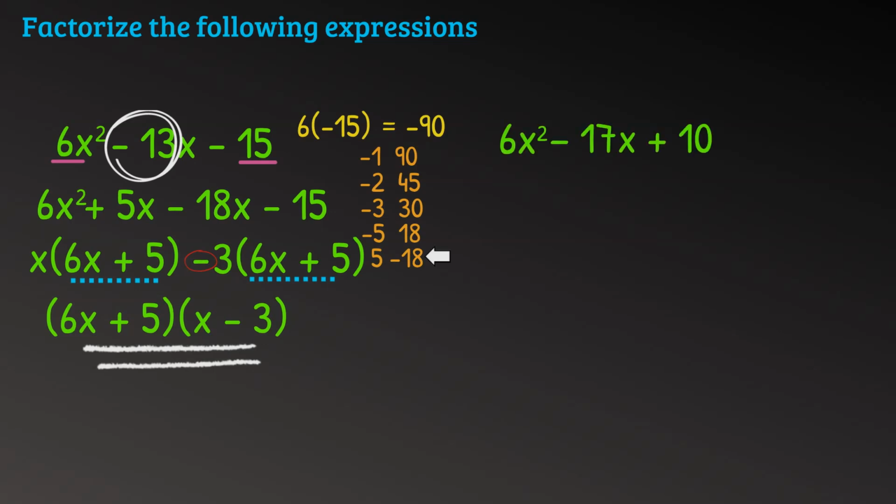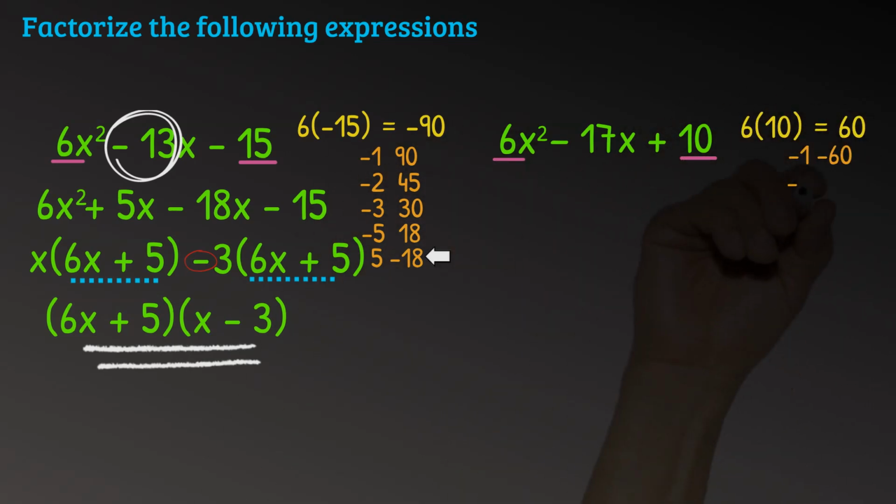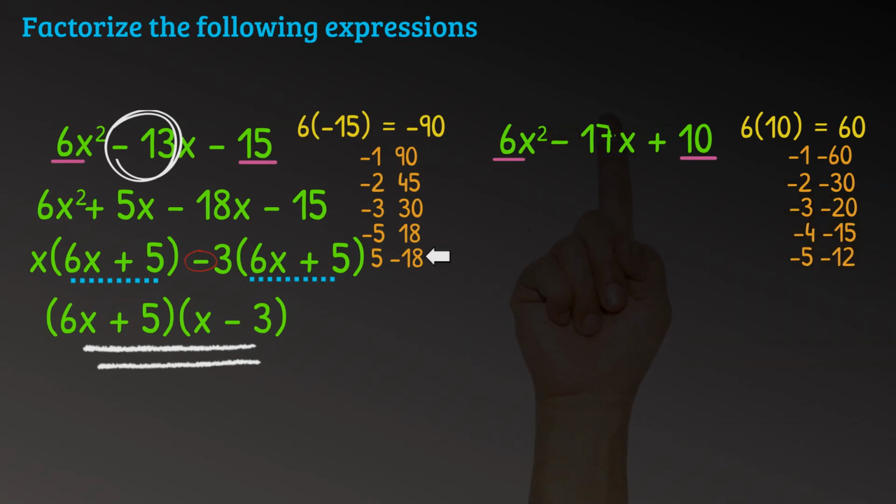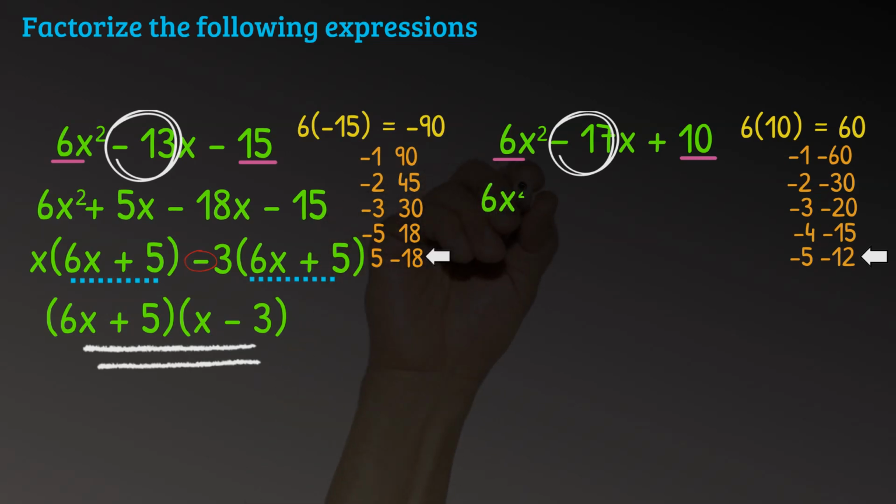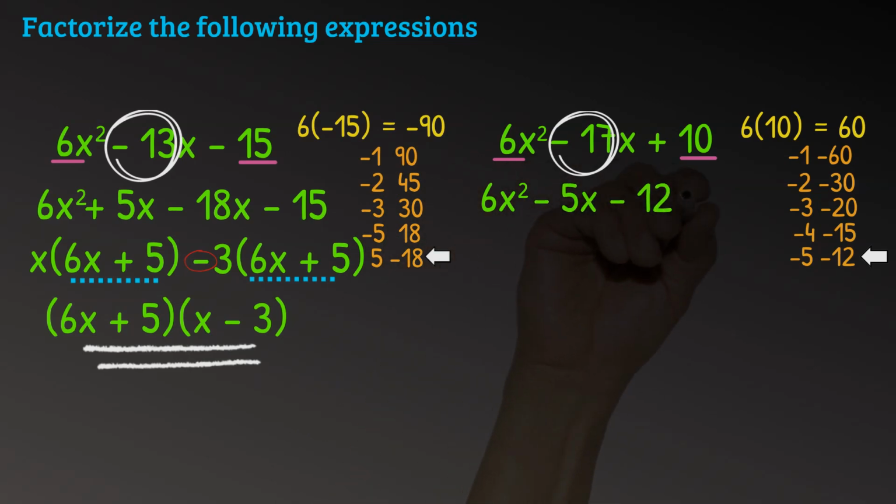In this expression, we start by multiplying 6 by 10, which gives us 60, and here are some different numbers we can multiply together to get 60. We've used negative numbers because we also want them to add up to give us minus 17. And as you can see here, we have minus 5 and minus 12, which give us minus 17 when added. Using these numbers, we can rewrite the expression, replacing the minus 17x with minus 5x minus 12x.